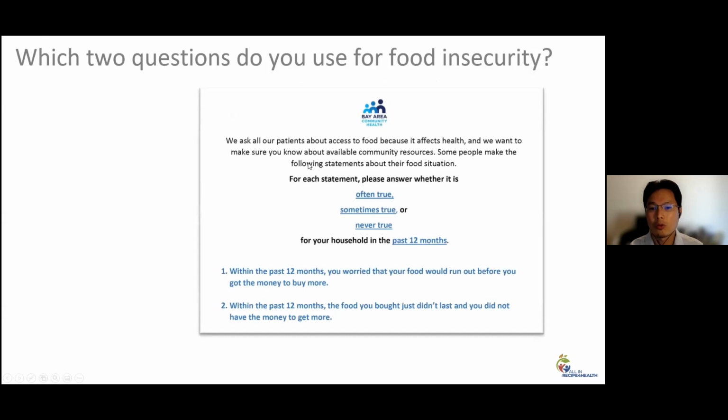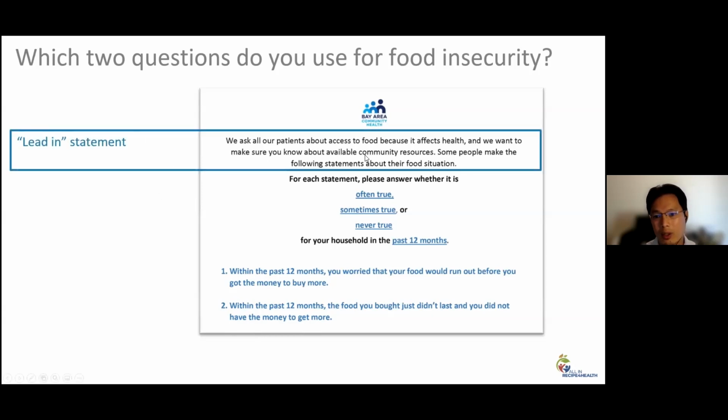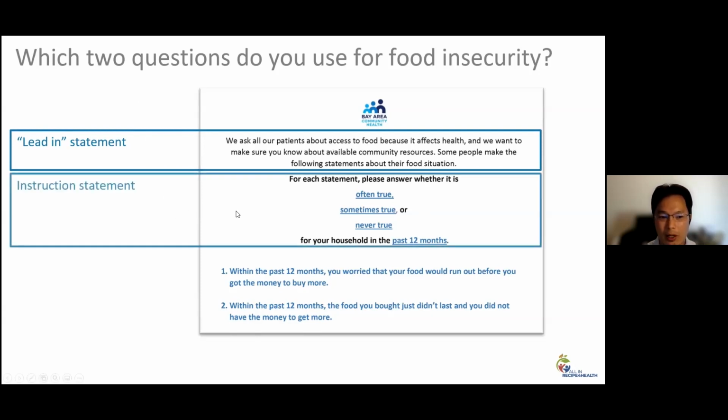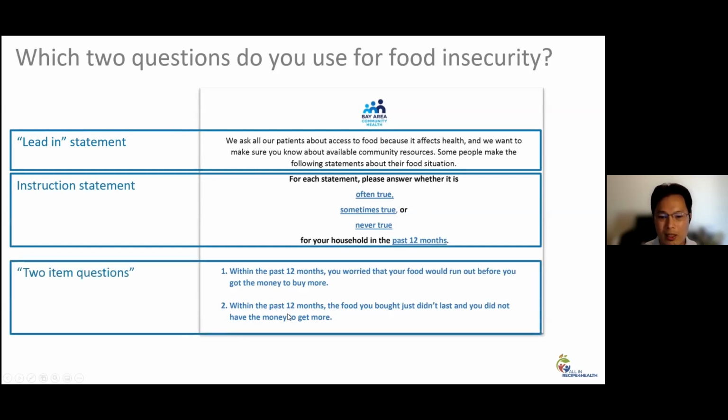This is a tool that we've developed in partnership with Bay Area Community Health. Each clinic has their own, but this is a laminated card. It basically has 2 key questions at the bottom, and it's broken into 3 sections. We're going to go into it later, but I want to telegraph it. There is a lead-in question, but it's a 3-parter. There's an instruction statement, and then the real 2 questions.